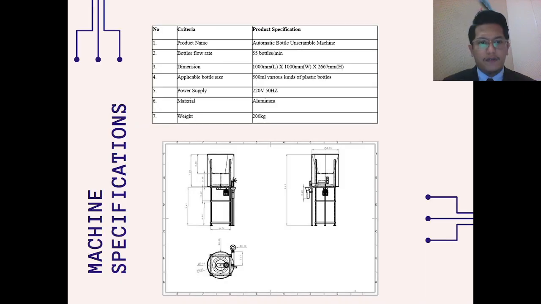For the results, firstly, the machine specification: we get a bottle flow rate of 55 bottles per minute, with dimensions of 1000 millimeter length, 1000 millimeter width, and 2667 millimeter height. Also, the material is aluminium.